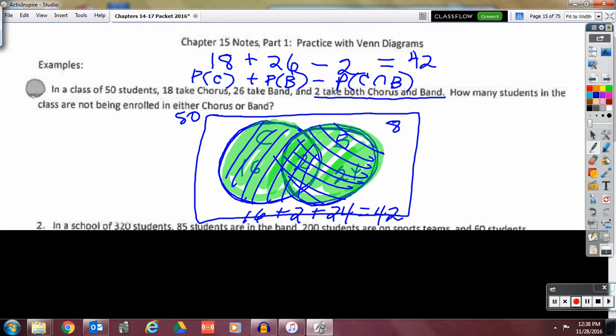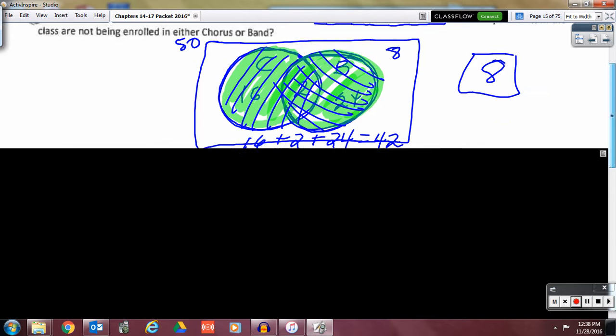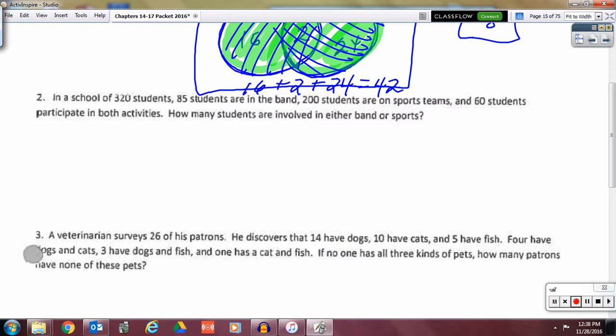All right, but in either way, the question is, how many students in the class are not being enrolled in either chorus or band? 8. Good. Nice. So, I would like for you to try this second one here. Number 2, we got 320 students and so on and so forth. So, read that one and do it.